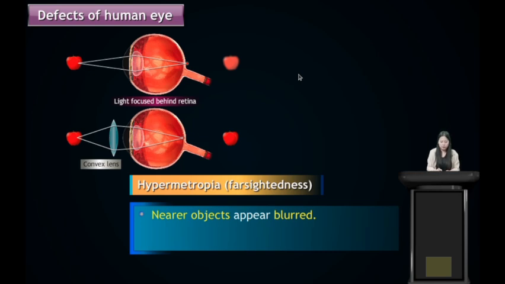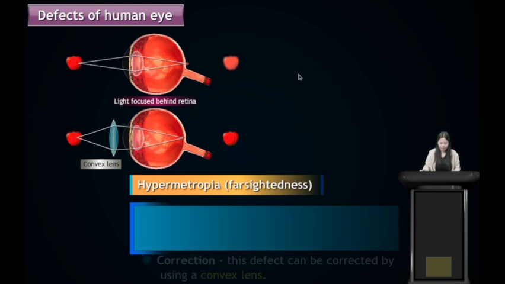So in hypermetropia, the person can see far objects clearly, but the nearer objects appear blurred. The image is formed behind the retina. So this is in case of hypermetropia.